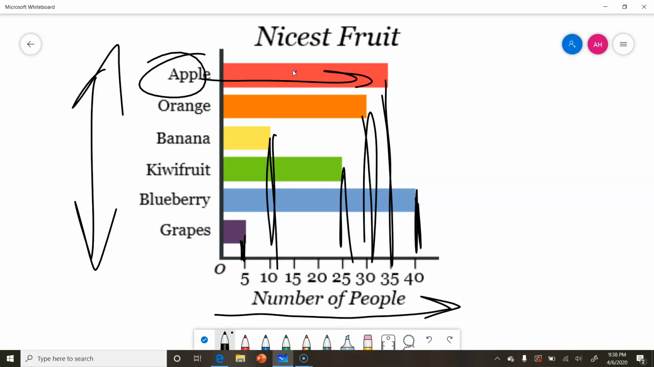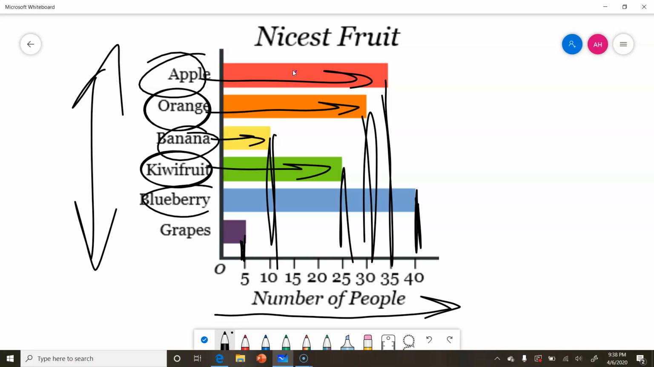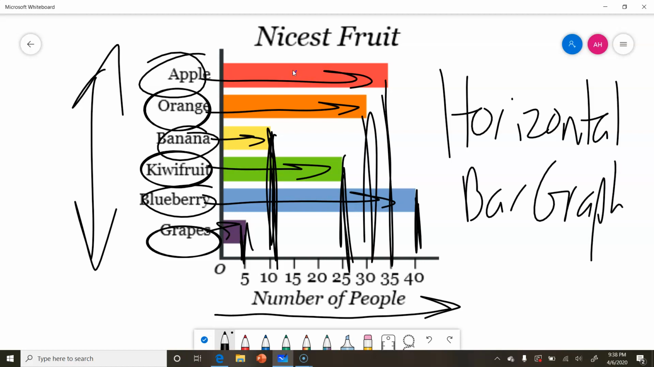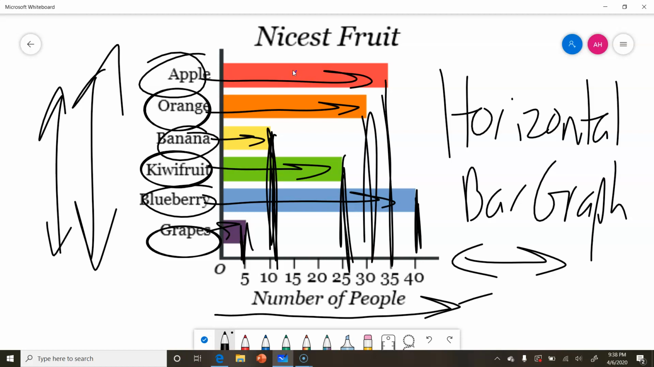This thing right here corresponds with that. The orange corresponds with that. Banana with this. Very straightforward. Kiwi, blueberry, they even matched the color on this, which was nice. The number of people, you just imagine where that line goes to. So that is figuring out a bar graph, and this is called a horizontal bar graph. That's pretty obvious because it is going side to side instead of up and down. It's not hard to do. You guys are very capable.